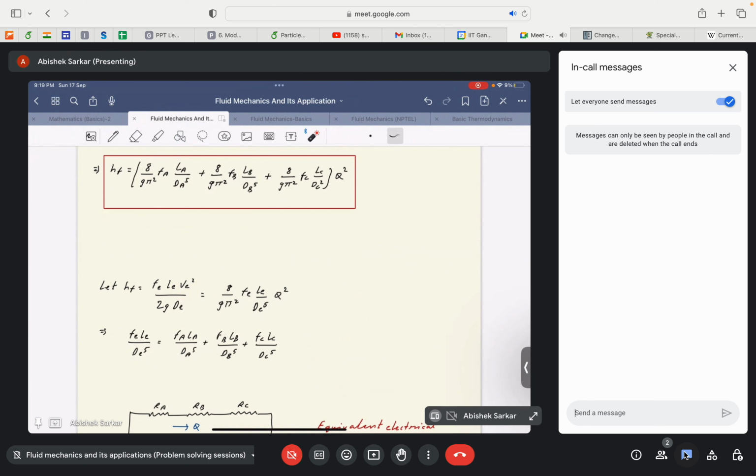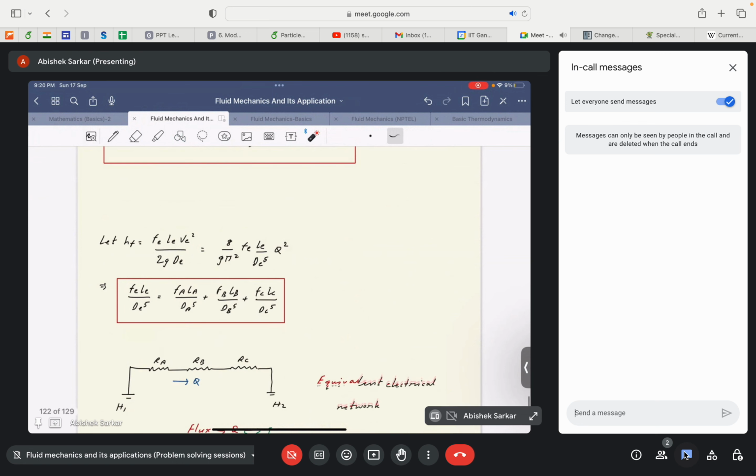And since Q remains the same for all the pipes, you can tell that Fe Le by d e to the power 5 would be equal to the sum of this expression for all the individual pipes. Okay, so this is again some important conclusive expressions for pipes in series.